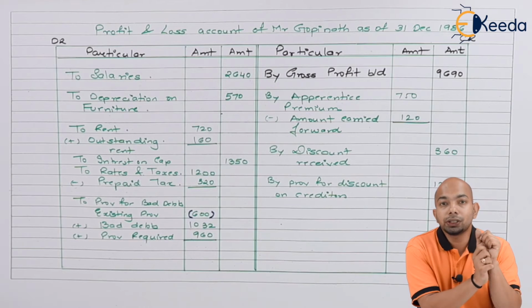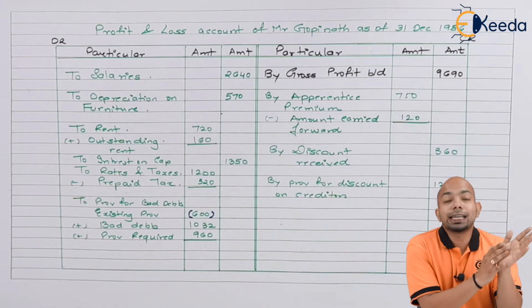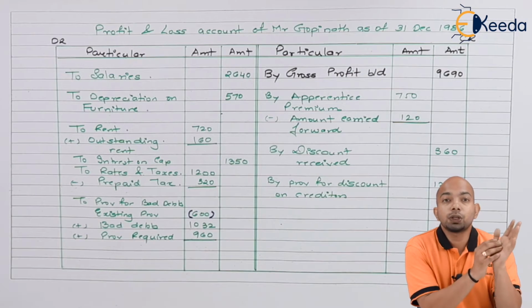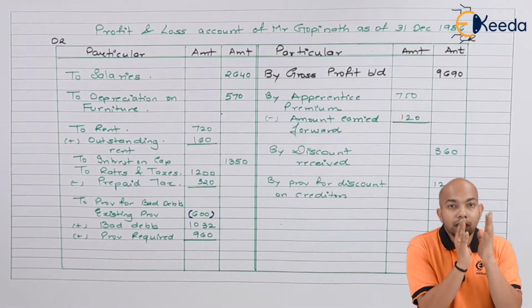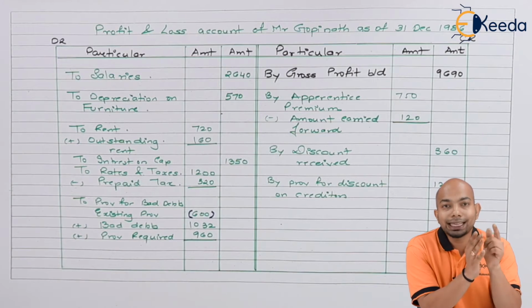So what you are going to do here is that the provision that is required for the current year will be added to the bad debts amount that is already mentioned in the trial balance, and out of that you will subtract the existing provision. That means the provision that was created last year. The final amount will then be moved to the outer column. Hence, this transaction has been mentioned on the profit and loss account debit side.